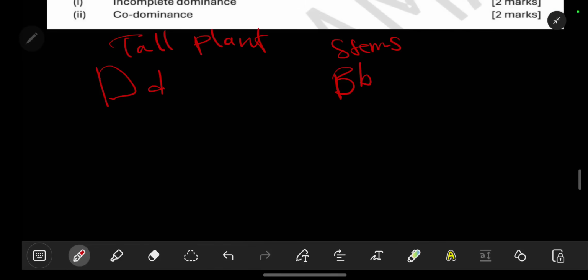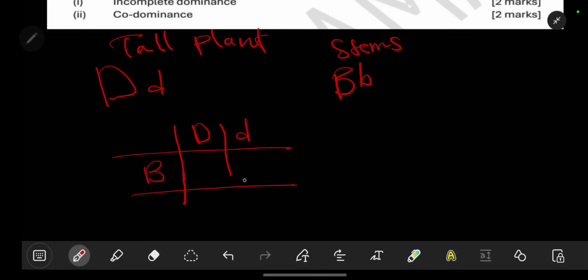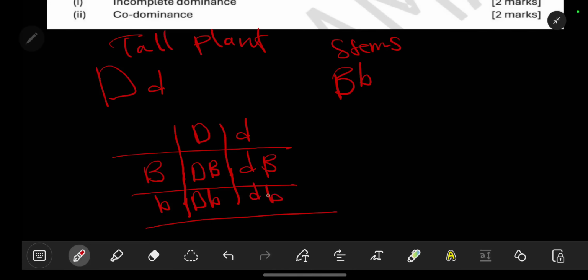We are going to do our 4 Punnett square first to fuse them. What are we going to get? So we have our D, small letter d, we have our B, small letter b like that. Then when we do our cross, we are going to have D, small b, we have our D, small b, we are going to have our D, big B, then we have our D, small b like that.